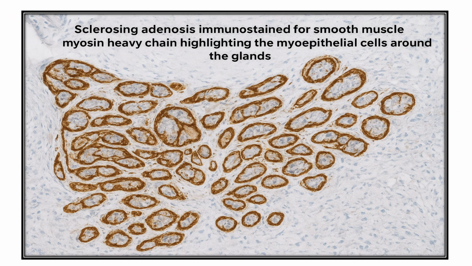Sclerosing adenosis is immunostained for smooth muscle myosin heavy chain, P63, etc., highlighting the myoepithelial cells around the glands. Here in this picture, we are able to see the IHC for smooth muscle myosin heavy chain, which is highlighting the periphery of the acini, that is the myoepithelial cells.